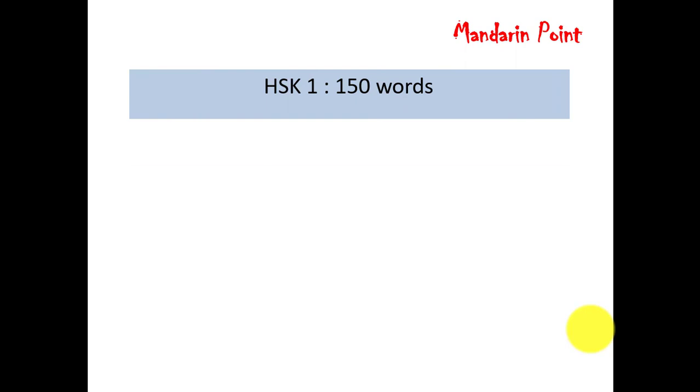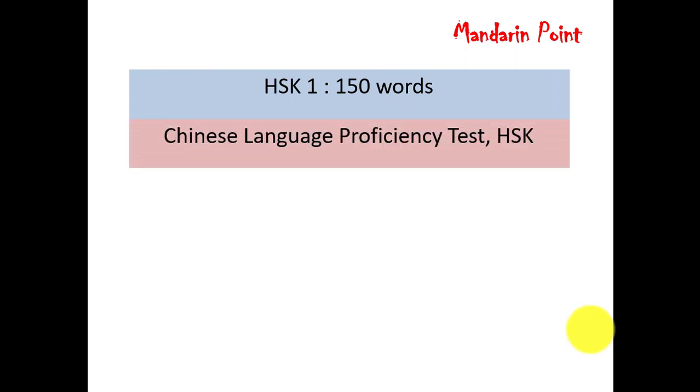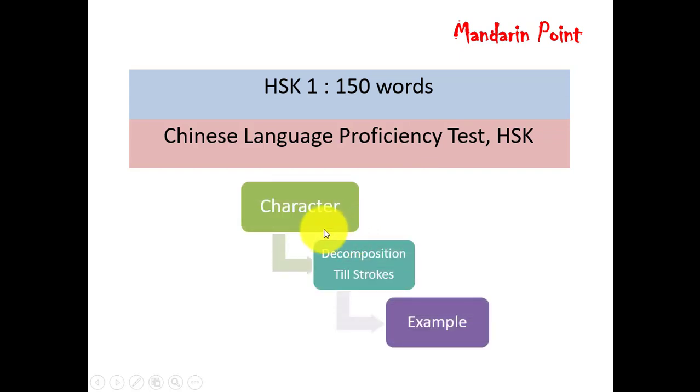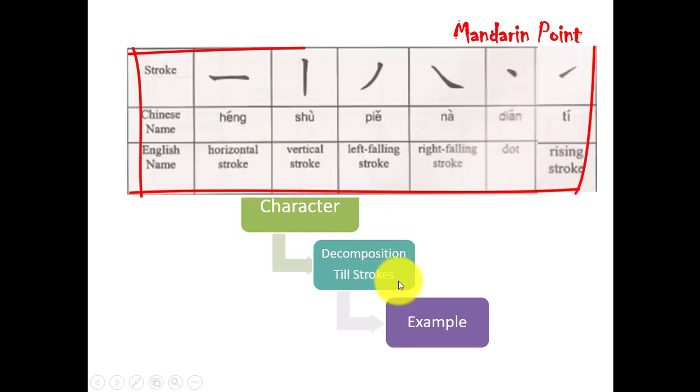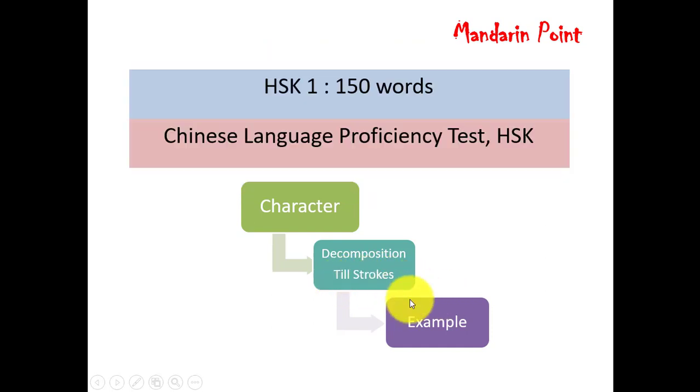We will start this course with HSK 1, which is the first level of the Chinese language proficiency test, and it has 150 words in total. We will study 10 words in every lesson and there will be 2 lessons a week. The method we adopt throughout this course will be the optimized one. It will have 3 steps in total. At first step, we will read the character. At second step, we will decompose this character into its basic components until basic strokes appear. These strokes are 6 in total as we have studied in our previous lessons. And at the third step, we will have an example sentence.